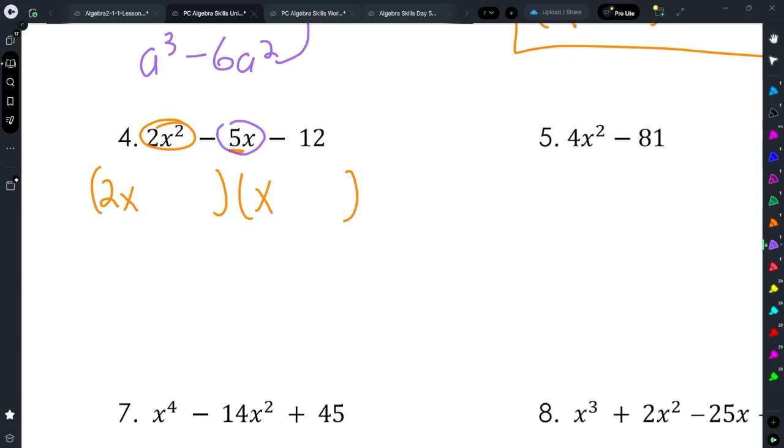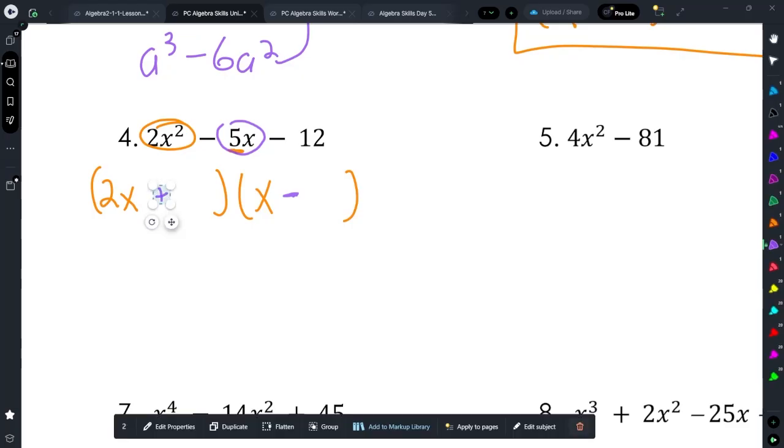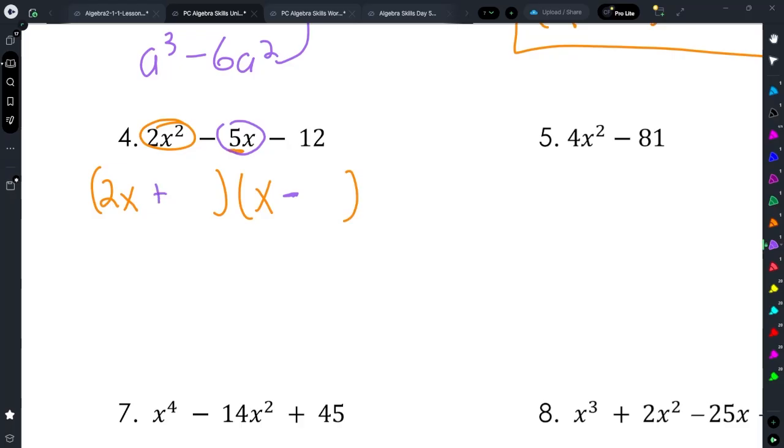The last term needs to be negative, and the middle term needs to be negative, so that means one of these signs needs to be positive and one of them needs to be negative, but we need more negative than positive because it adds up to negative 5. So I'm going to make this one negative, this one positive, and then I'm going to guess 3 and 4.